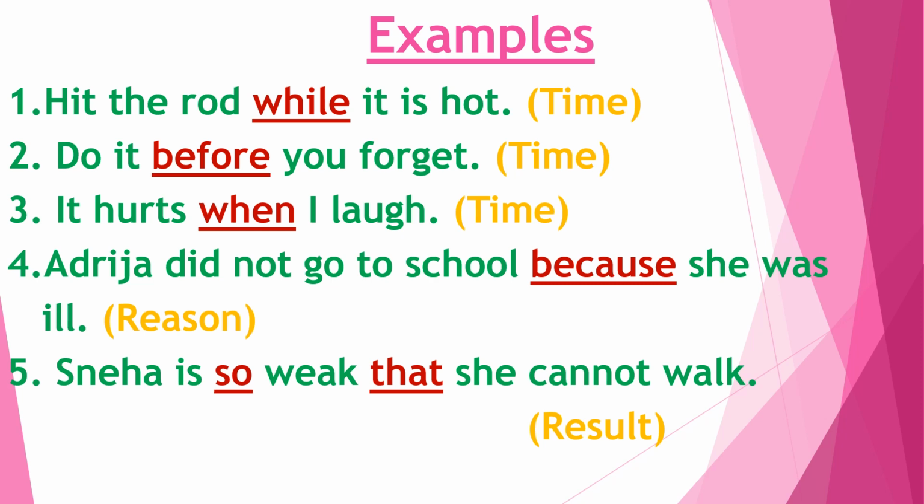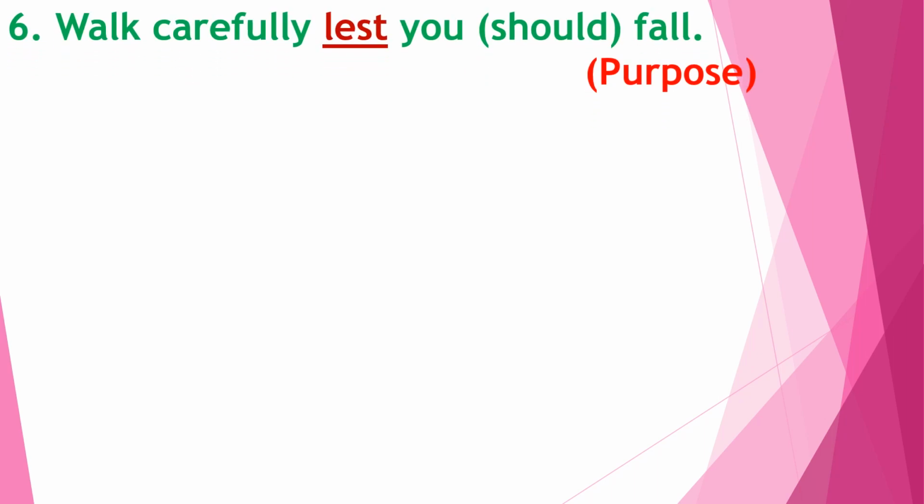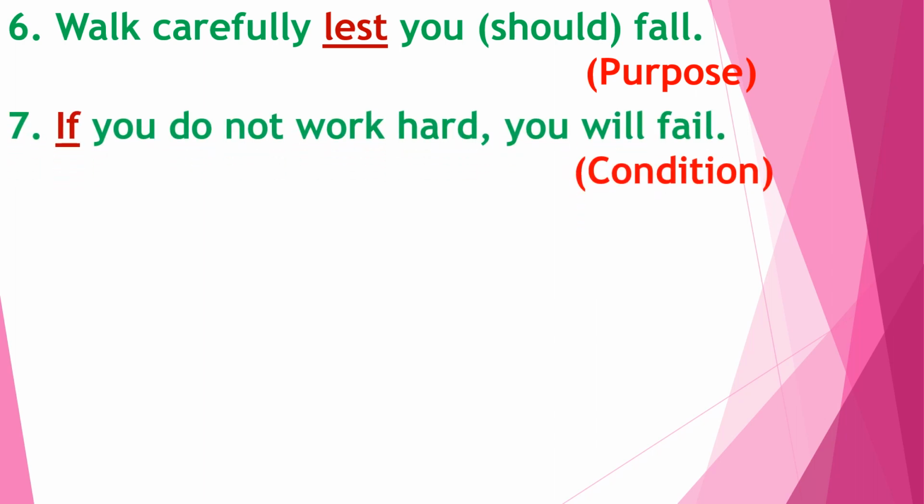Number 5. Sneha is so weak that she cannot walk. So that indicates an adverbial clause. Now see the next example. Walk carefully lest you should fall. Lest indicates an adverbial clause and it indicates purpose. Now see the next example. If you do not work hard, you will fail. It indicates condition and each joining word indicates an adverbial clause.